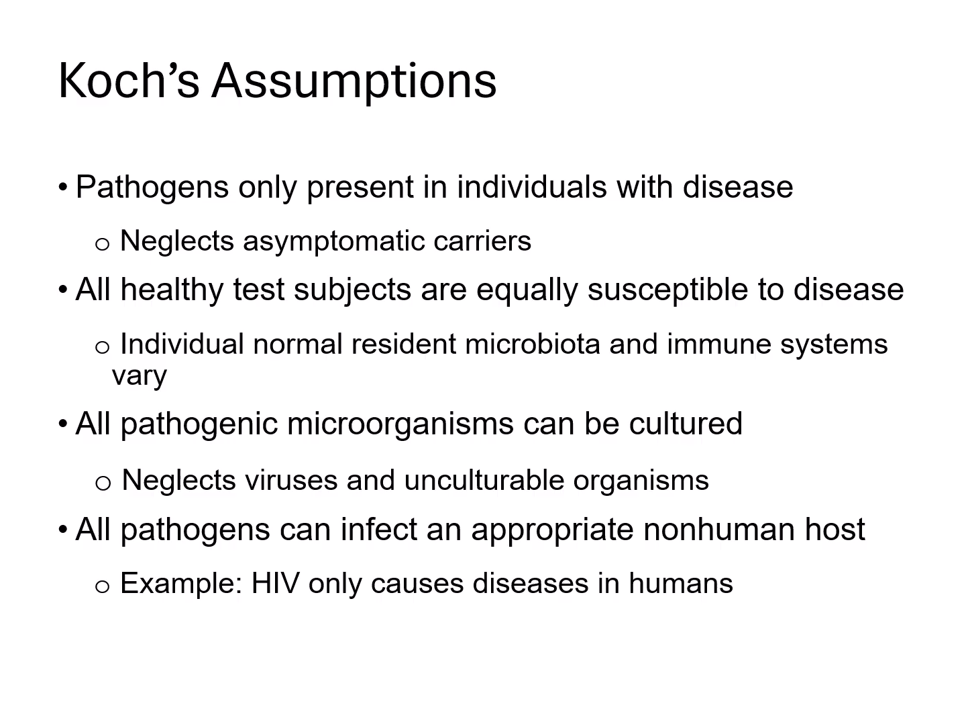But for Koch's postulates, he makes a lot of assumptions in order for the postulates to work. And these are not always true. So his assumptions include that the pathogens are only present in individuals with the disease. And this neglects asymptomatic carriers that might be harboring that microbe but not present any symptoms or noticeable signs. Koch's postulates also assume that all healthy test subjects are equally susceptible to the disease, but that also is not necessarily true, since hosts vary in the strengths of their immune system.